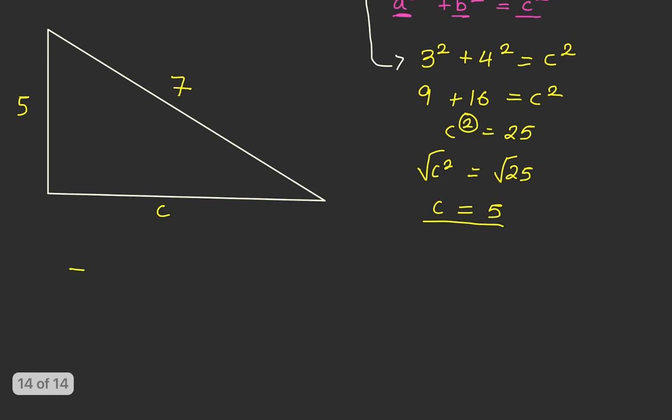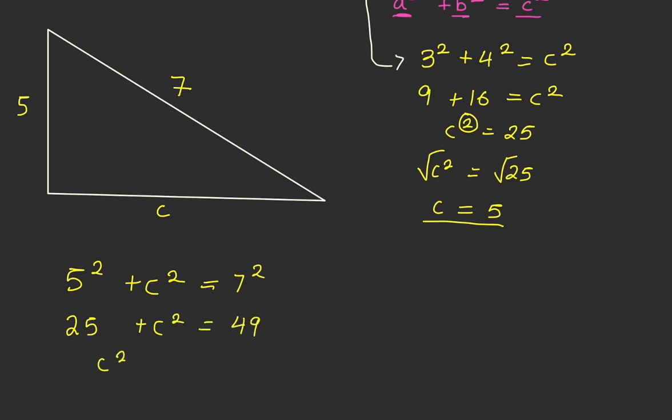So that means 5 squared plus C squared is equal to 7 squared. So that's 25 plus C squared is equal to 49. So C squared must equal 49 minus 25. So C squared is equal to 24.